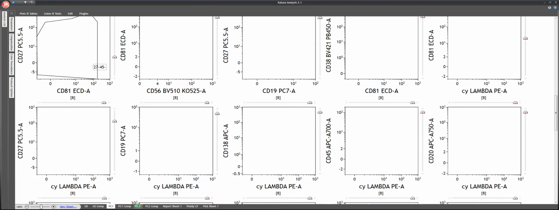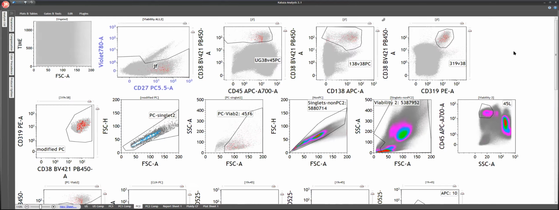Okay, coming to the next tube. Now, because we do not have kappa and lambda in this tube, we are not starting with them. Again we use the empty channel to exclude non-specific binding cells or cells with autofluorescence. We exclude them, and then we start with CD38 and CD45 again.